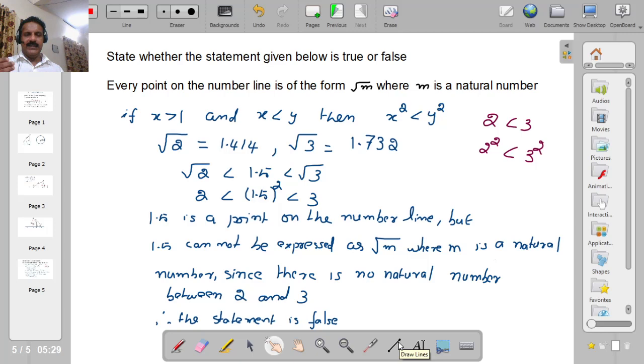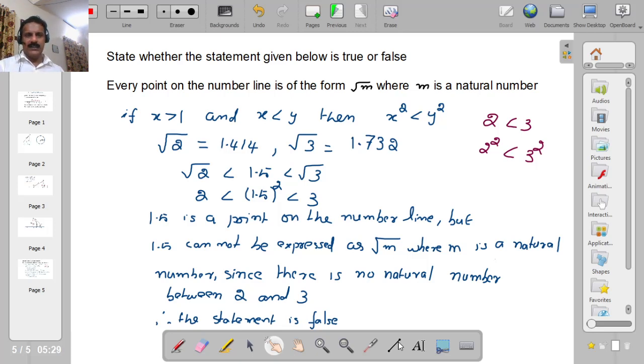We are given a statement and we have to find whether the statement is true or false. The statement is this: every point on the number line is of the form square root of m, where m is a natural number.